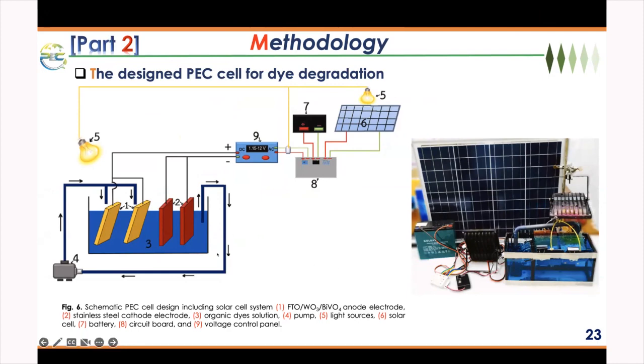Okay. The system consists of FTO tungsten oxide bismuth vanadate as a photoanode and stainless steel as the cathode electrode, with radiation and applied potential from a solar cell.